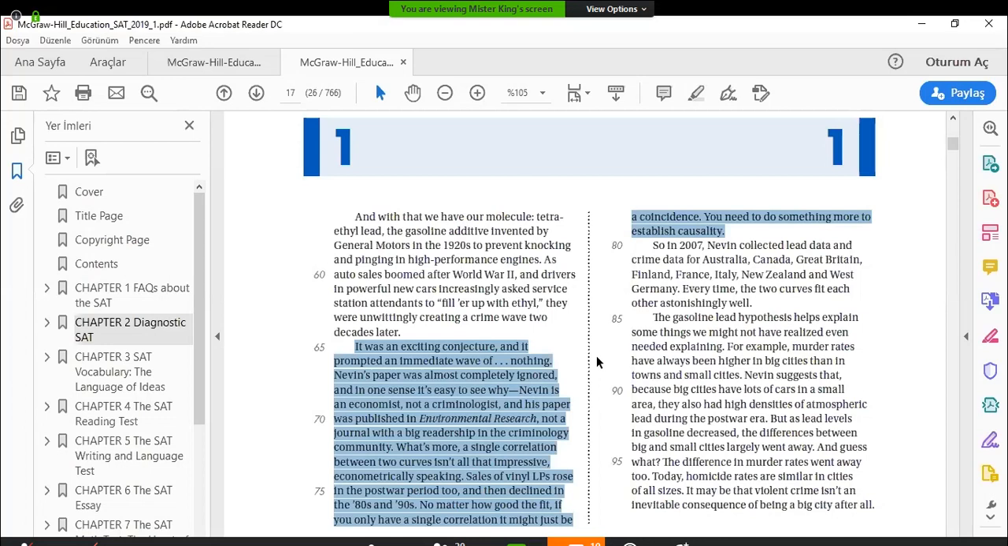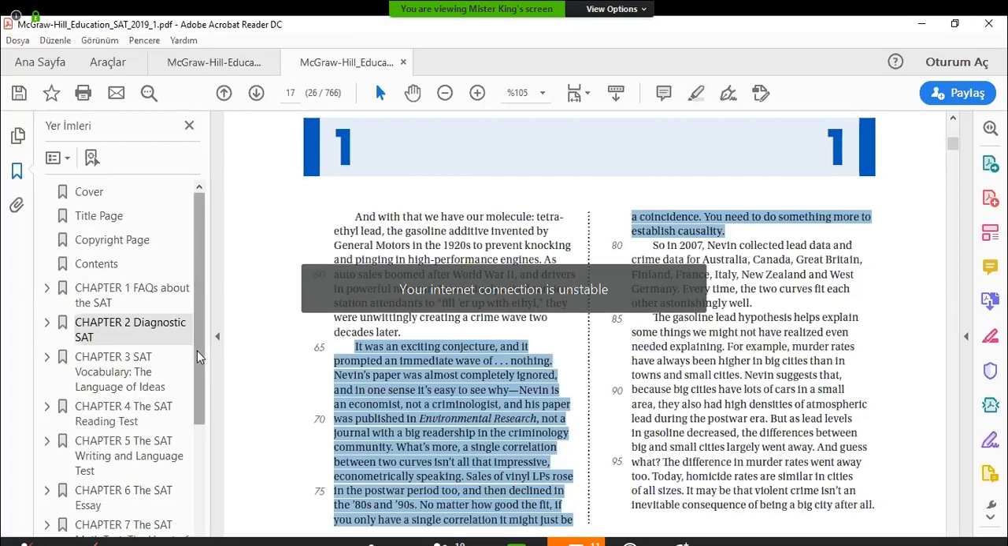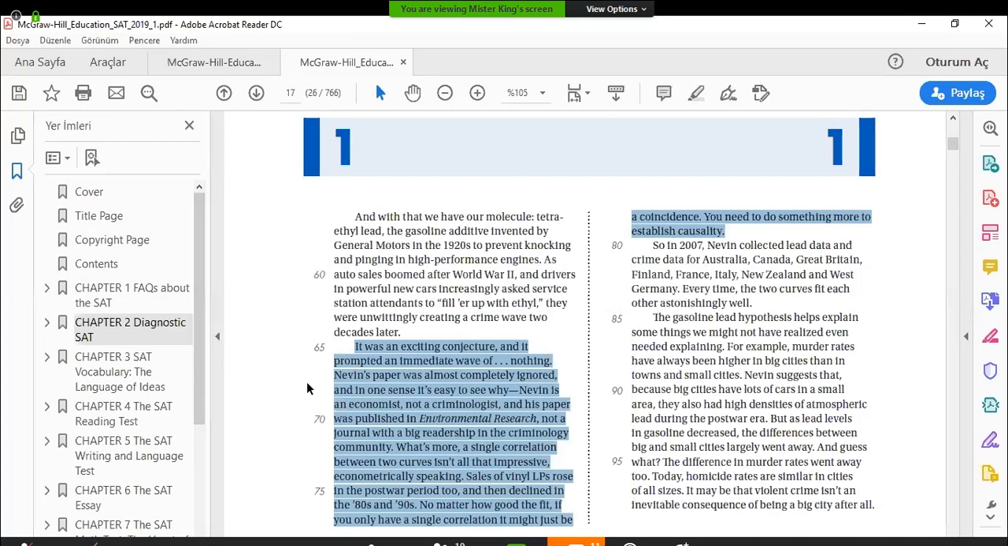Yes, please. It was an exciting conjecture and it prompted an immediate wave of nothing. Nevin's paper was almost completely ignored, and in one sense, it's easy to see why. Nevin is an economist, not a criminologist, and his paper was published in Environmental Research, not a journal with a big readership in the criminology community. What's more, a single correlation between two curves isn't all that impressive, econometrically speaking. Sales of vinyl LPs rose in the post-war period too, and then declined in the 80s and 90s. No matter how good the fit, if you only have a single correlation, it might just be a coincidence. You need to do something more to establish causality.